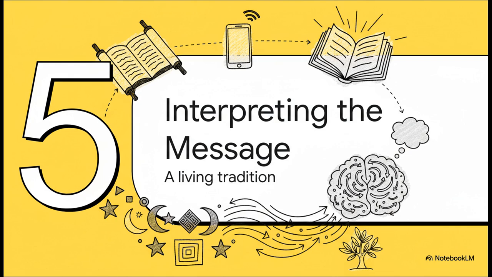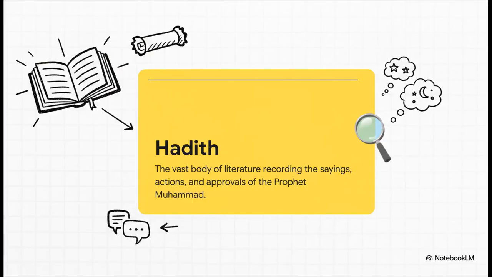This brings us to the final and really crucial section. I mean, the revelations happened 1400 years ago. So how does this ancient message apply to life today? Well, the answer lies in a living tradition of interpretation. After the Quran, the second main source is the Hadith. The textbook describes this as this huge body of literature that records the sayings, actions, and approvals of the Prophet Muhammad. These accounts provide the essential context you need for understanding the Quran's verses.